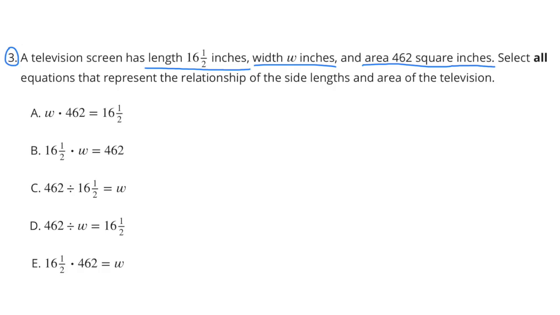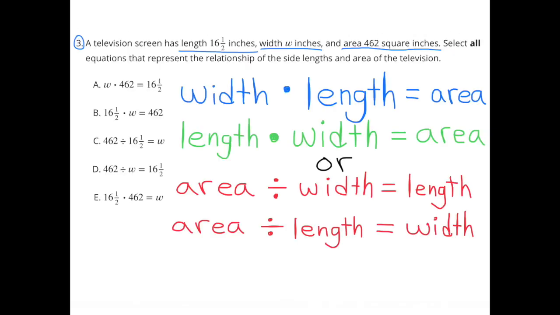Number 3. A television screen has a length of 16 1/2 inches, width W inches, and area 462 square inches. Select all equations that represent the relationship of the side lengths and the area of the television. We'll be looking for a width times length equals area, a length times width equals area, or area divided by width equals length, and area divided by length equals width.